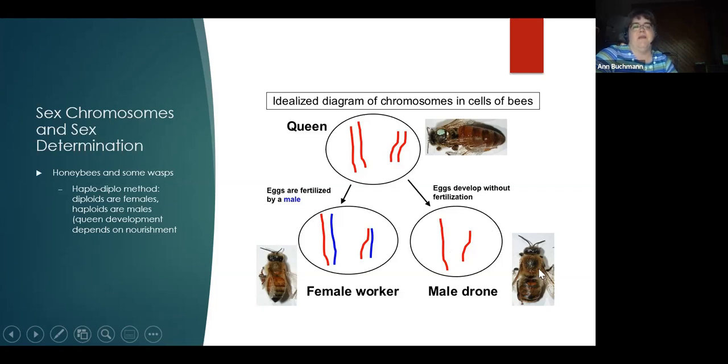bee. If the egg is fertilized by a male, that becomes a worker bee and it's female. Some of those worker bees can become a queen, but the way that you become a queen is being fed special jelly when you're just a developing bee. And that will allow you to develop into a bigger bee, which can then become the queen. So the queen isn't really any different than a worker bee.